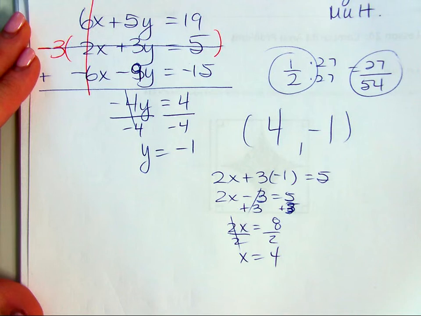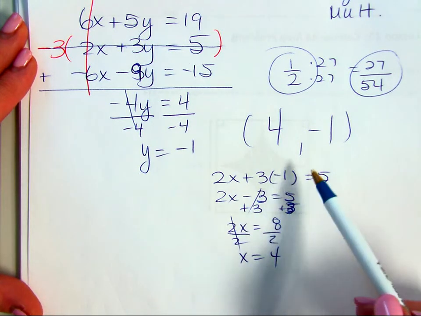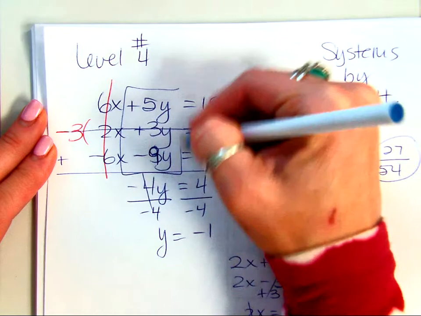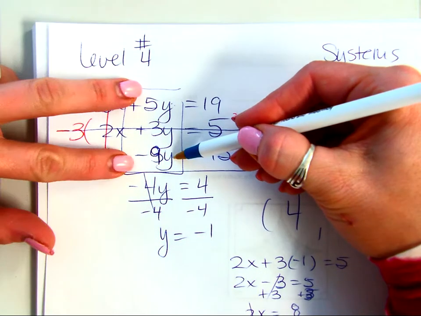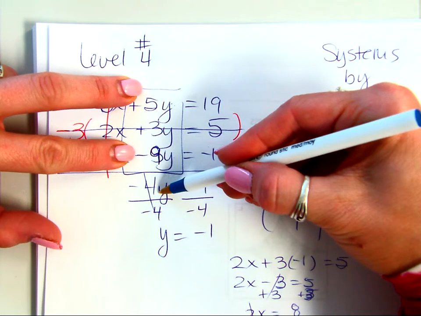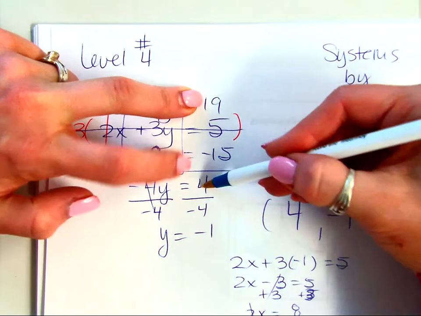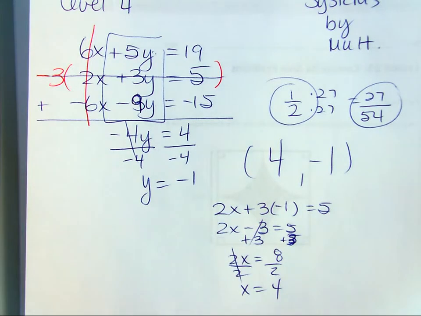When you added the two equations, where did you get -4y equals 4? Because the y's, you had a positive 5 and a -9. So I added those two, and that gave me -4. And then a 19 and a -15 gave me 4. Got it? Yeah. Okay. Is everybody okay with this one?